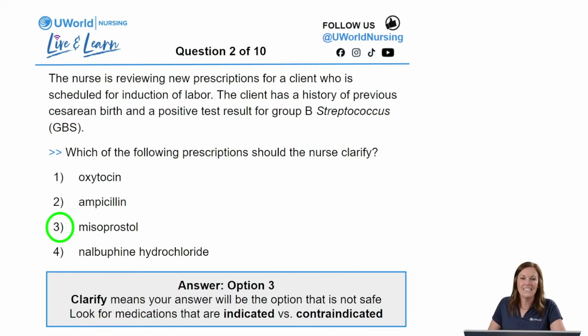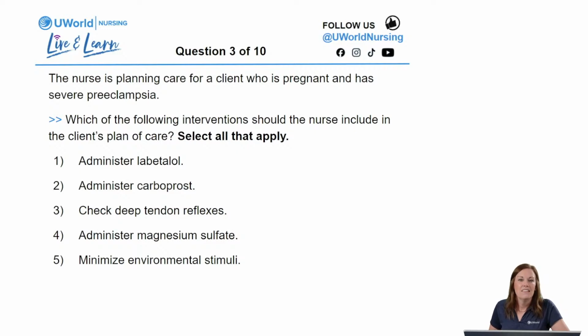All right, moving on to question 3. The nurse is planning care for a client who is pregnant and has severe preeclampsia. Which of the following interventions should the nurse include in the client's plan of care? Select all that apply. Option 1, administer labetalol. Option 2, administer carboprost. Option 3, check deep tendon reflexes. Option 4, administer magnesium sulfate. Option 5, minimize environmental stimuli.